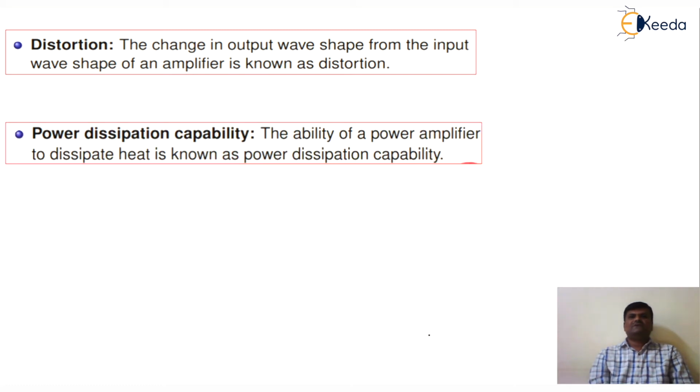At the output of a transistor amplifier, some part of the power is dissipated in the form of heat. That ability can be determined with the help of power dissipation capability, which is the ability of a power amplifier to dissipate heat.